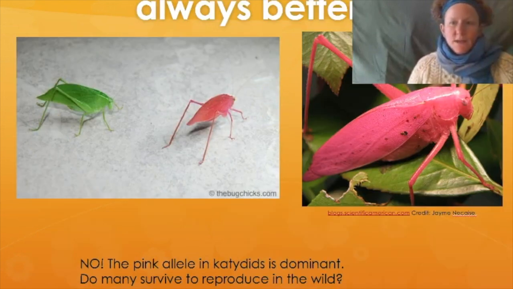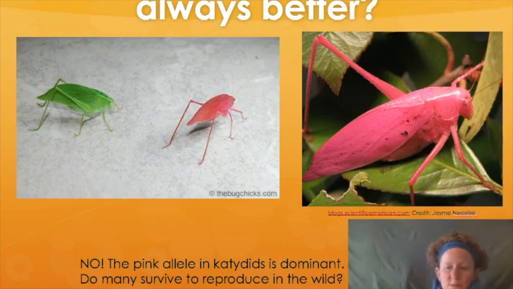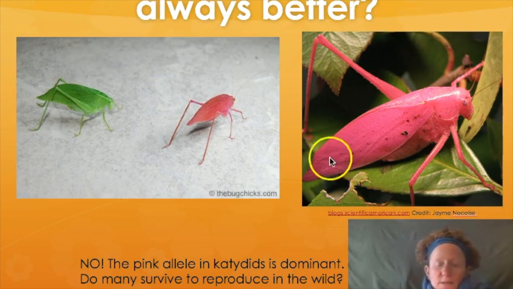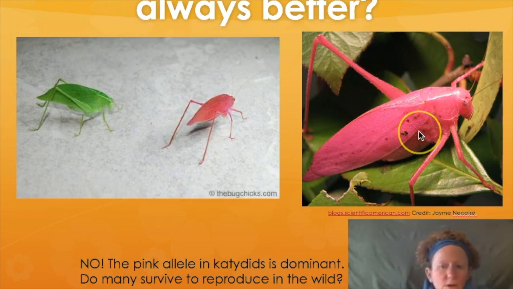Let's think for a second, because a lot of students always seem to think that the dominant allele is somehow always better. And in some cases it is, but here's a great example of where it isn't. These are katydids. They're insects that you can find here in Minnesota. They live out in green foliage, maybe in your garden.